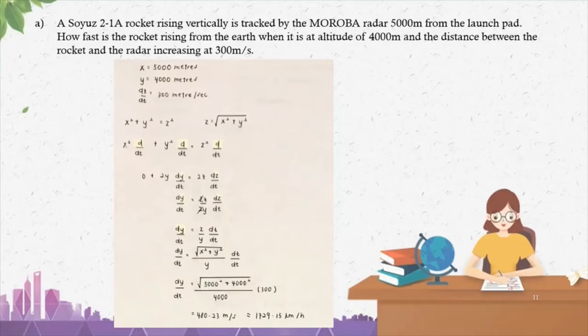Then we will substitute the z value into square root of x squared plus y squared, and the values given from the question we will insert into x, y and dz over dt. From the equation, you will get dy over dt is equal to square root of 5,000 squared plus 4,000 squared over 4,000 times 300. And the answer we will get is 480.23 meters per second.